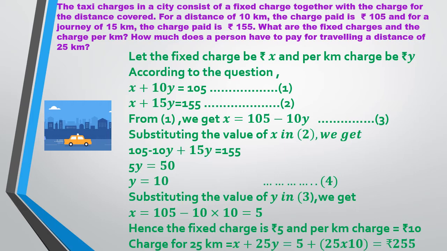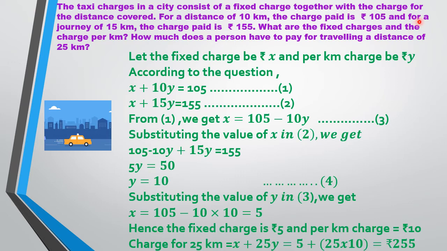And altogether, he is going to charge you rupees 105, which is given in the question. This is the condition given in the question. So rupees 105 will become the RHS, and in the LHS, the fixed charge plus charge for 10 kilometers is forming the LHS.